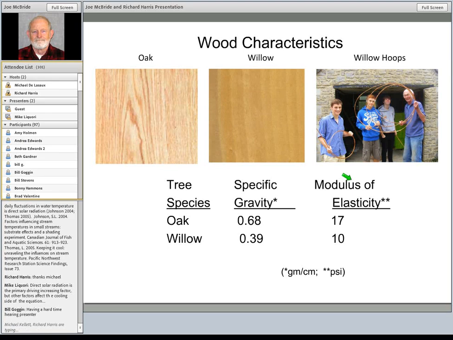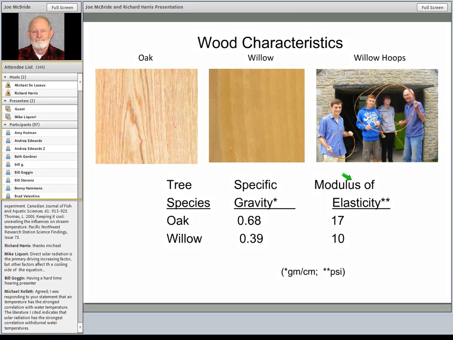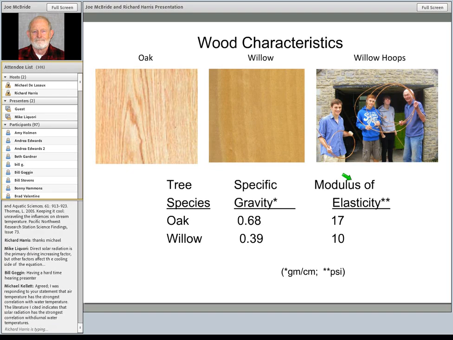The modulus of elasticity is the amount of force in pounds per square inch that is required to bend a piece of wood of a given dimension, of a given length. And for the willow, the amount of force necessary to bend it is considerably less than is the case with the oak. And you can see in the upper right these willow hoops that these guys have made, that they're able to make because of the flexibility of the willow.